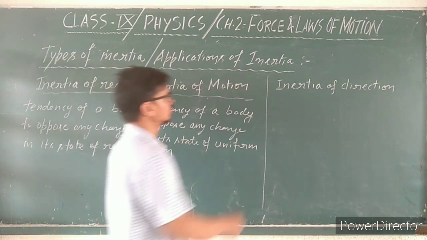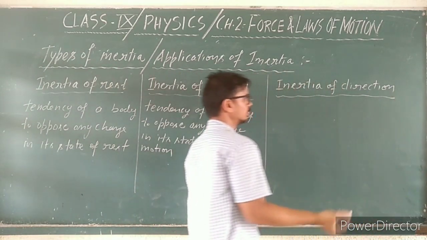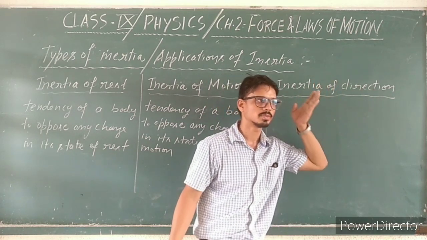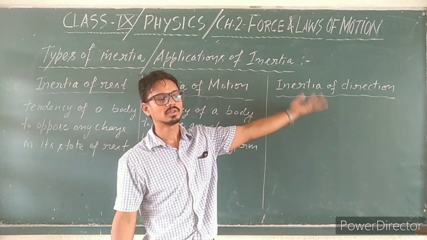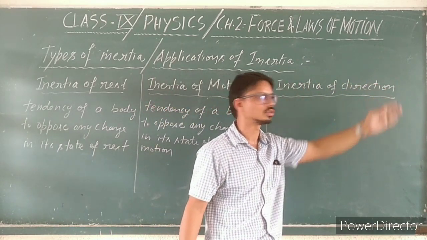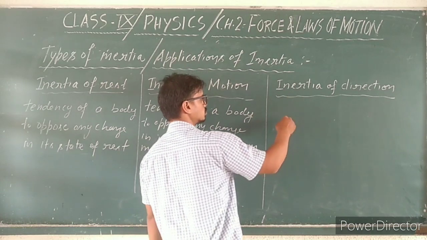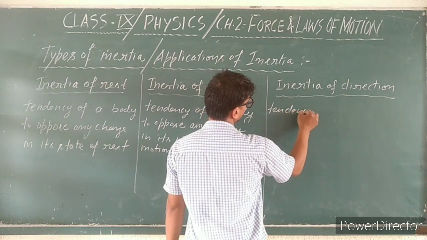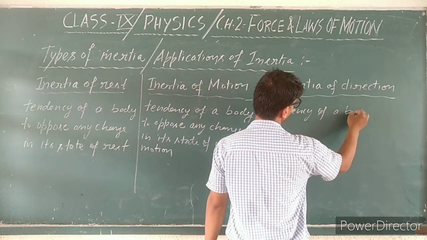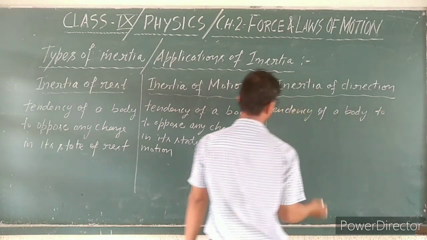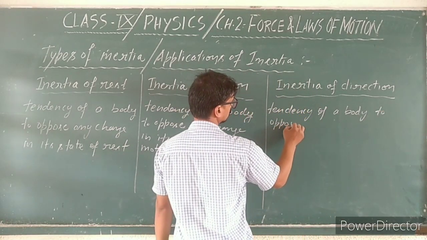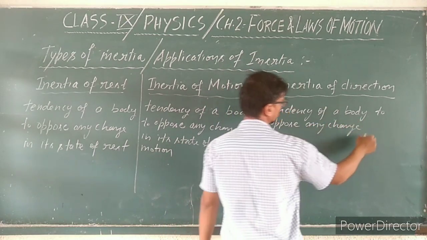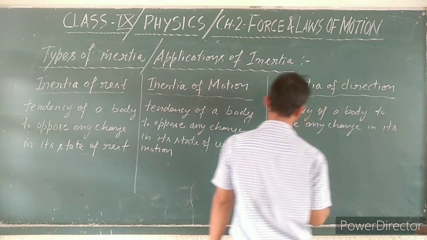Third one is inertia of direction. Simple, it belongs to direction. It means the object is moving in a specific direction, a straight line, and it will continue its straight line motion. So it will resist changing its direction. It is the tendency of a body to resist or oppose any change in its direction of motion.